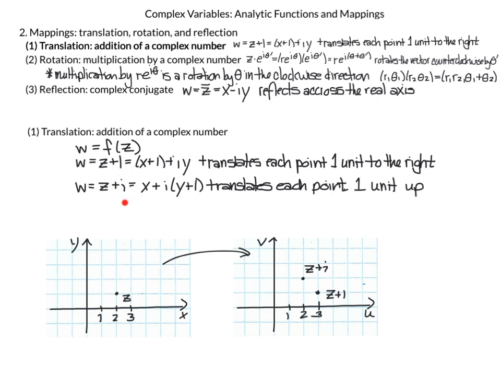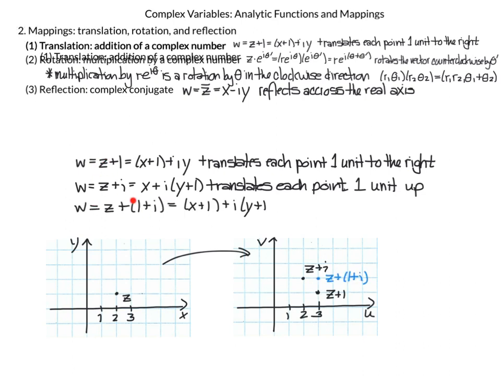Whereas if we add something to the imaginary portion, such as w is equal to z plus i, then the x, the real portion, doesn't change, but to the i portion we add 1. So it translates each point 1 unit up, and this assumes we're adding. If you subtract, then of course you translate the other way: for the y, you translate down, and for x, you translate to the left. But anyway, if this is our z, the y plus 1 translates it 1 unit up. And you can plug in numbers for z and check this out.